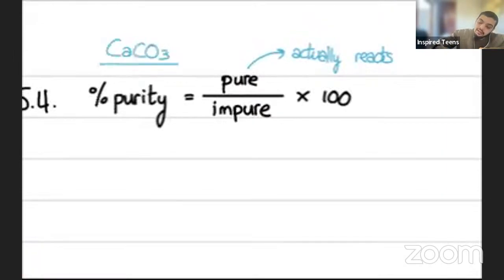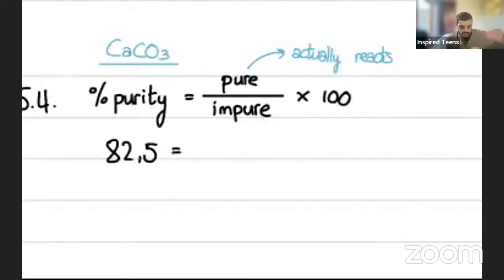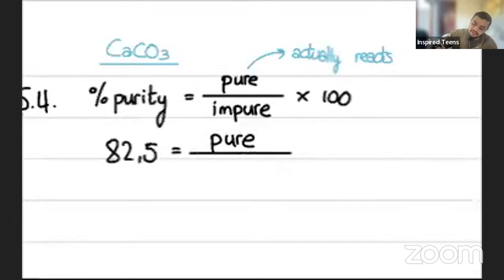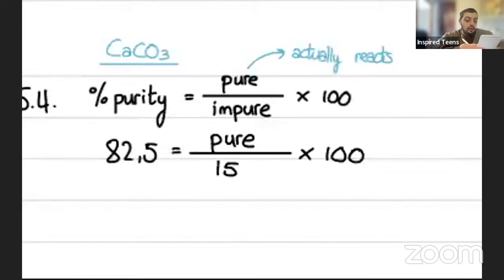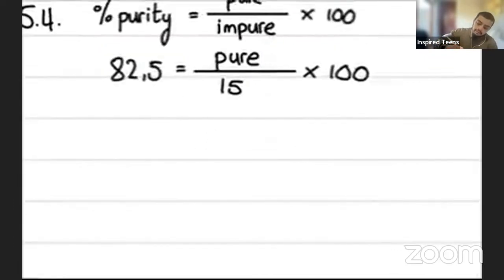Okay, and it was given to us that the percentage purity is what? 82.5%. So 82.5 is equal to... when percentage purity is given, you can work backwards to calculate the pure sample, because it's pure over impure. We know that the impure sample is 15 grams, so we can calculate the pure grams. Here we can divide by 100, multiply by 15. So 82.5 divided by 100 multiplied by 15 gives us the value of the pure in grams.